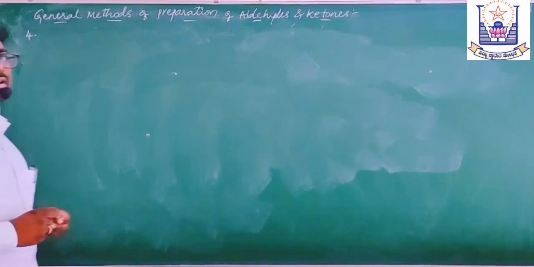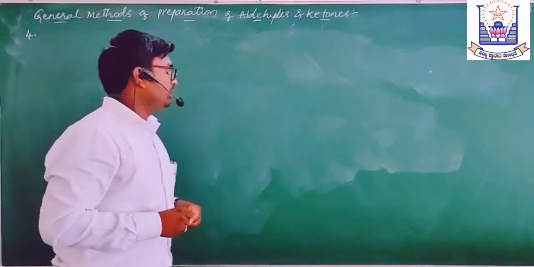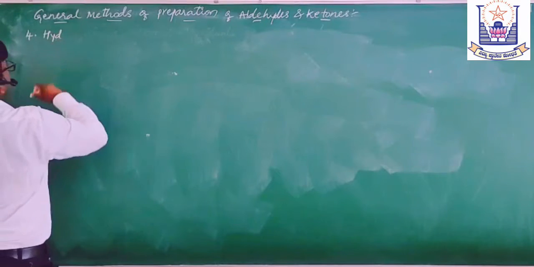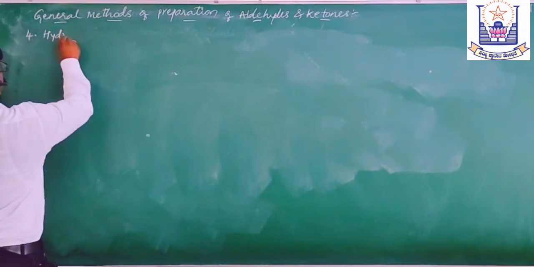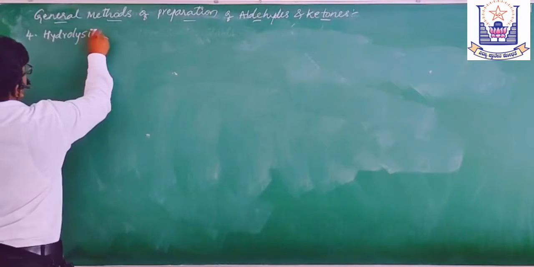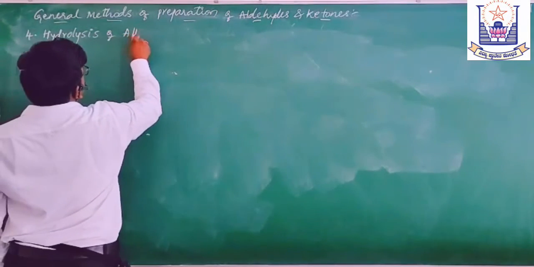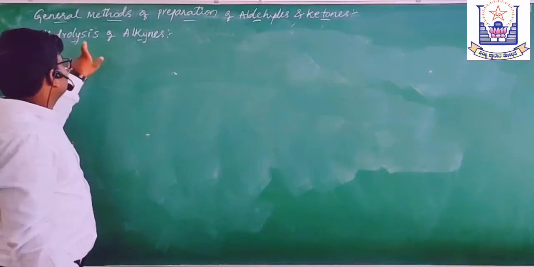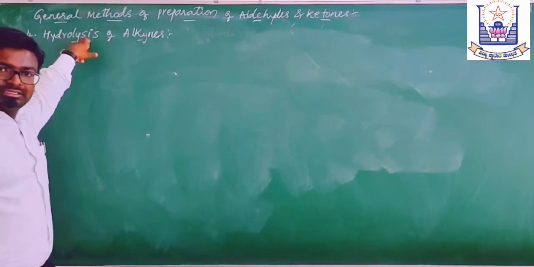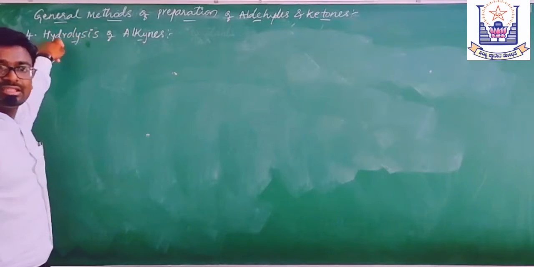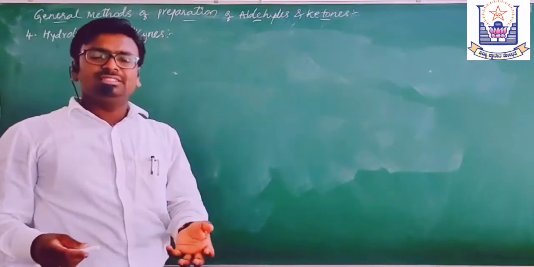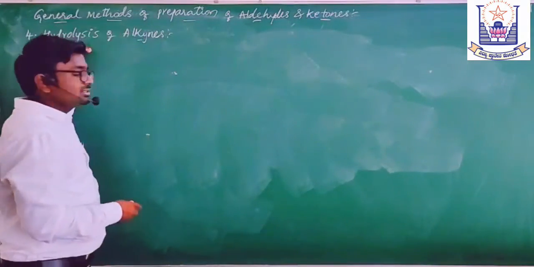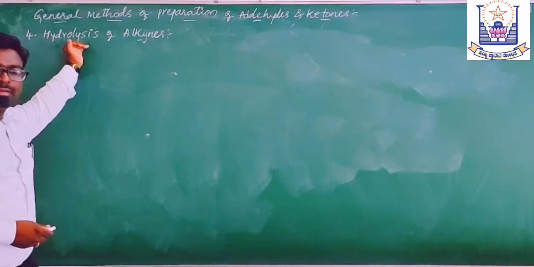Now let us consider the fourth method: hydrolysis, or hydration, of alkynes. Lysis is breaking of bonds. Hydro means upon addition of water. Ozonolysis is breaking of a bond upon ozone addition. Here, hydrolysis means breaking of the C-C bonds by adding water.